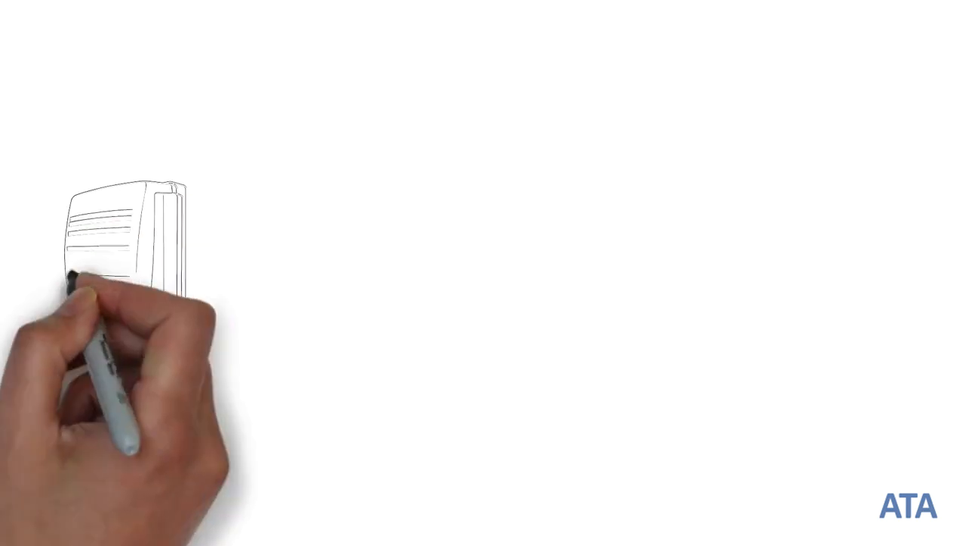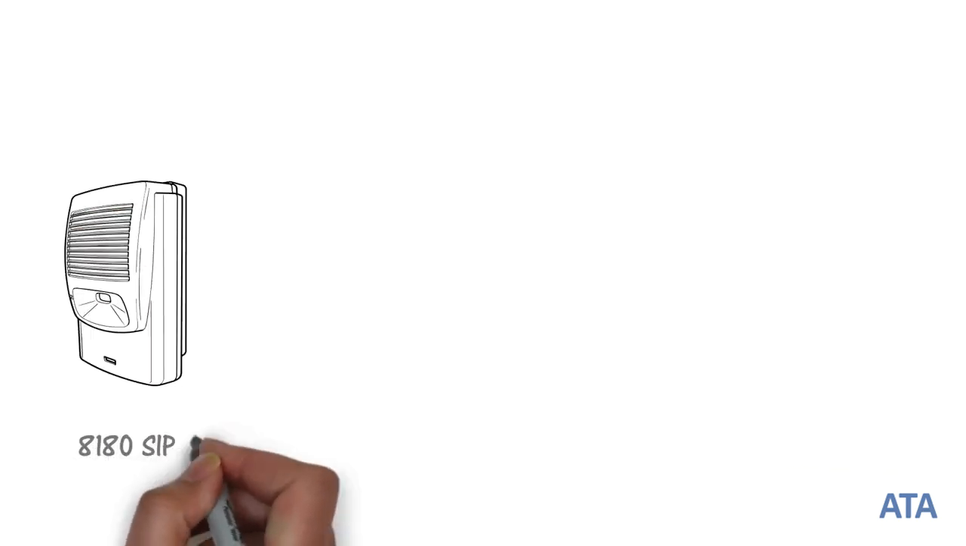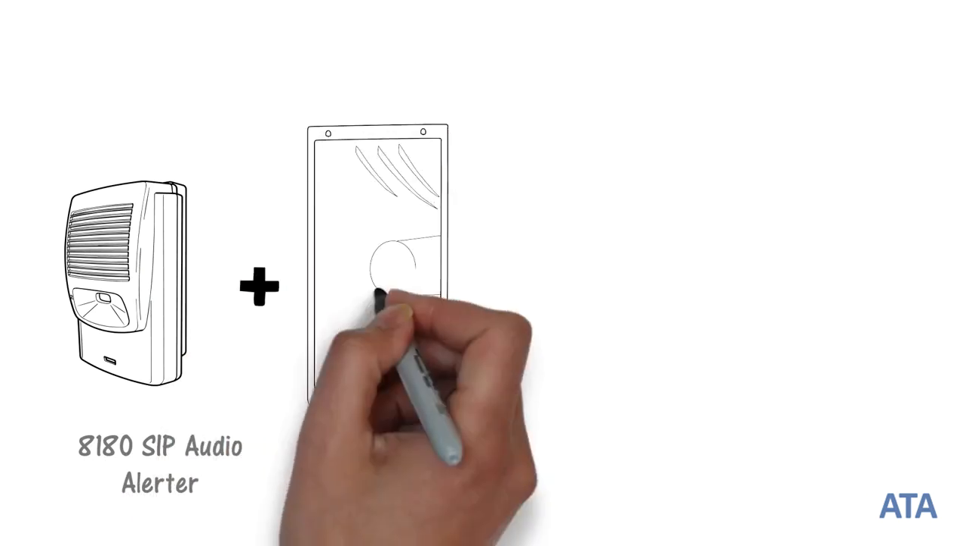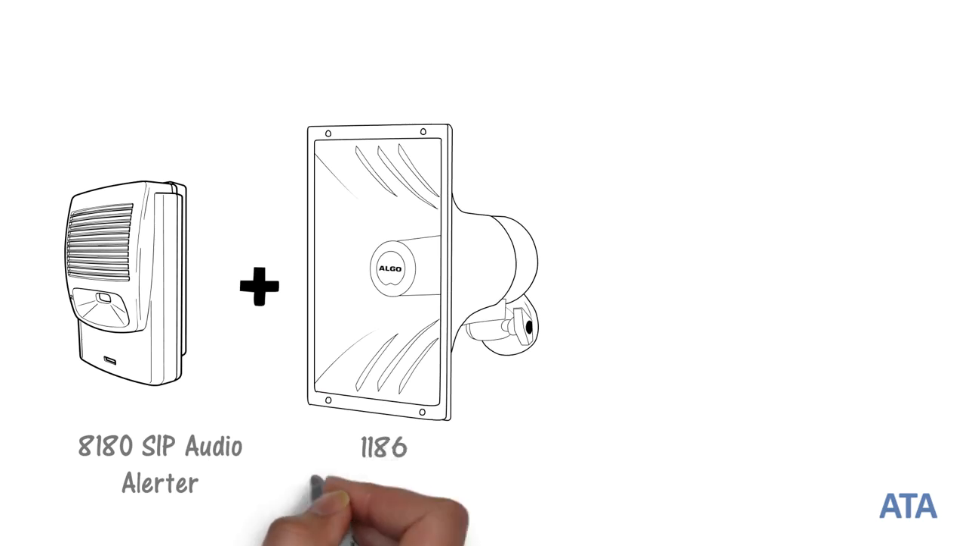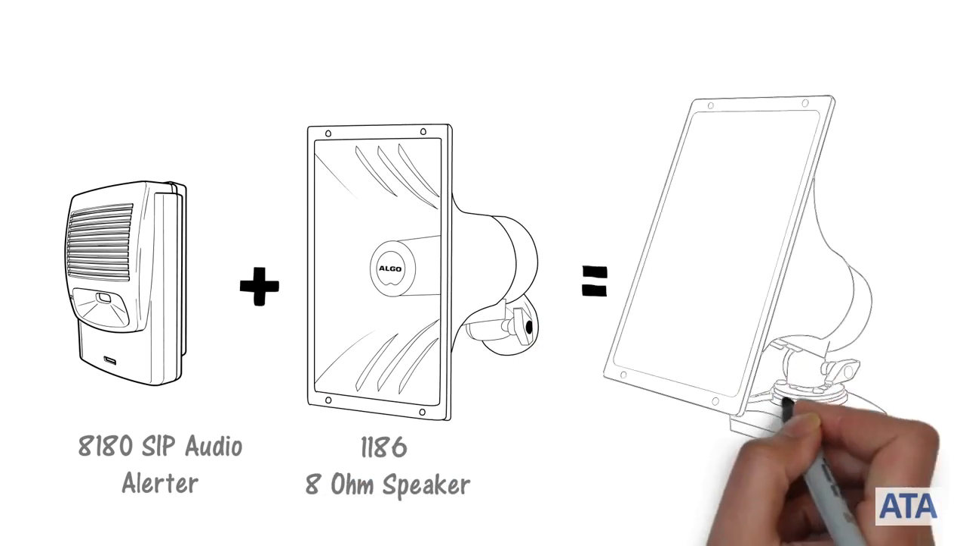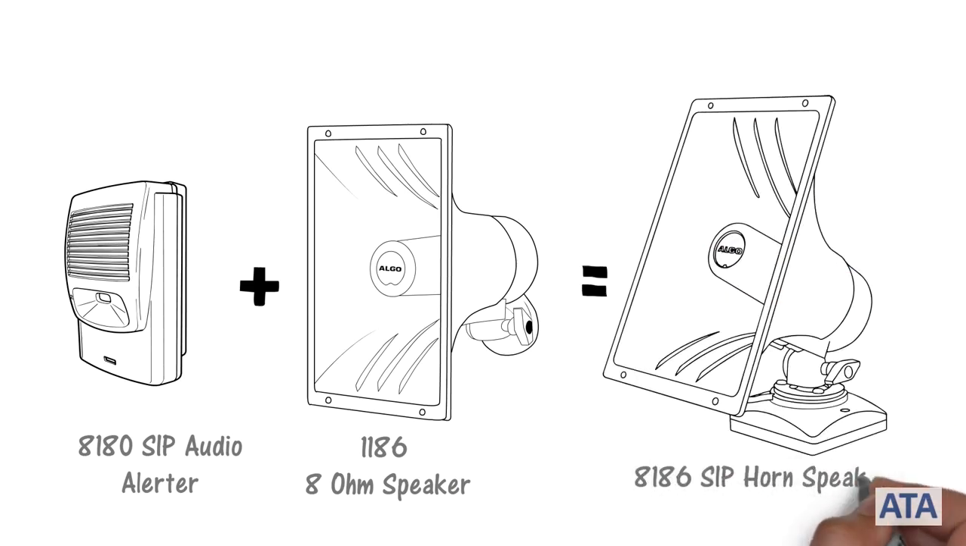For customers already familiar with the Algo 8180 SIP audio alerter, the 8186 horn speaker is equivalent to the 8180 and the 1186 8-ohm horn speaker, combined into an all-in-one endpoint. All of the 8180 features have been included in the 8186 horn speaker.